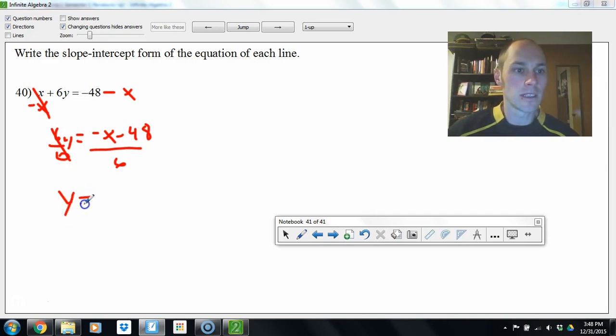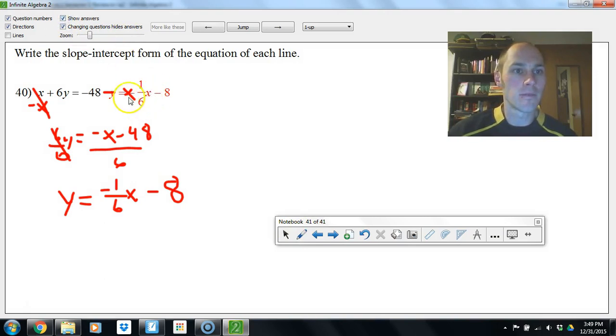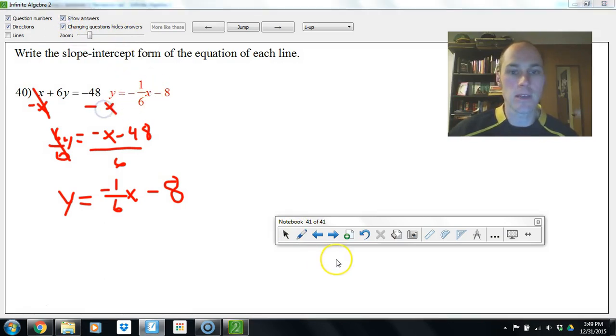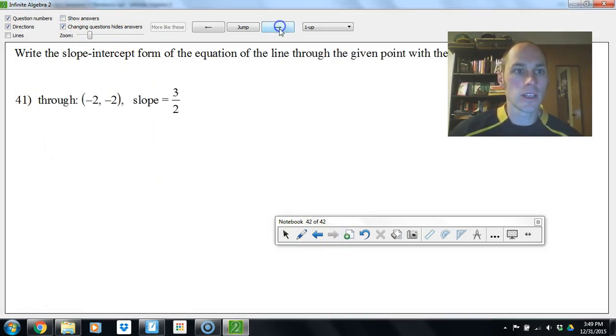Left with y equals -1x over 6. And -48 divided by 6 is -8. So y is all alone, so it's now in slope-intercept form. Okay, you can see we have the same thing that the answer key has.